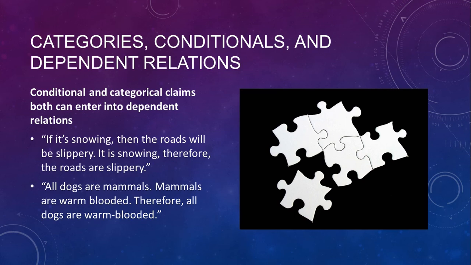If it's snowing, then the roads will be slippery. It is snowing, therefore the roads will be slippery. And you can see how the puzzle piece method applies there, right? So there's this common part between the first two sentences that then drops out in the conclusion.